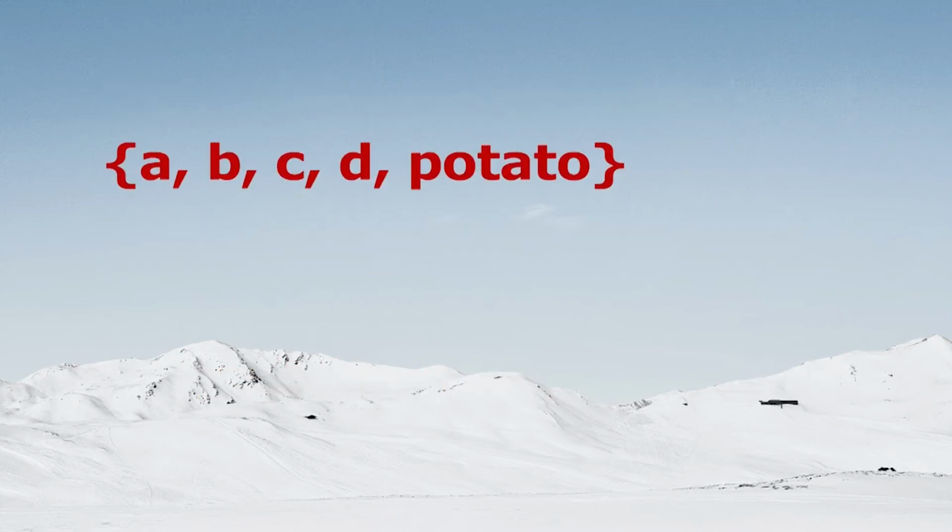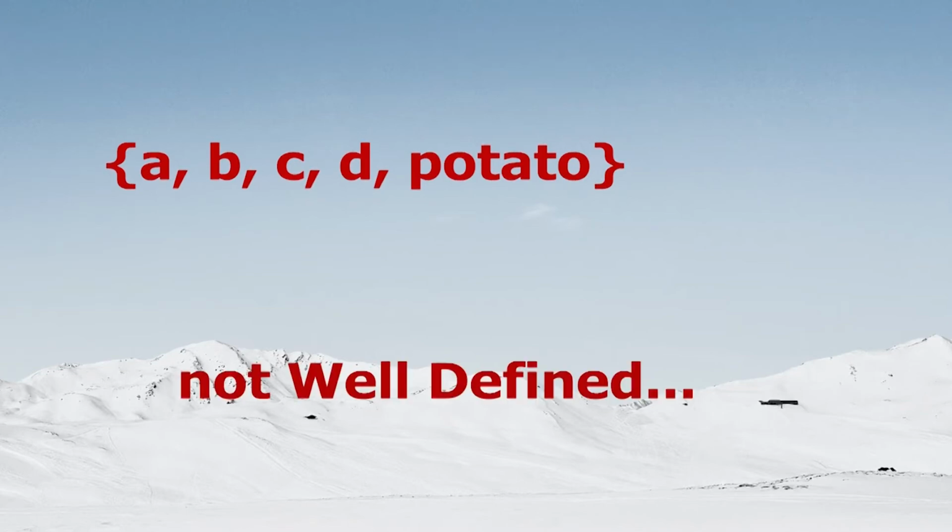But look at here the other set. There are the elements A, B, C, D and all of a sudden potato comes. What is potato? That's quite different from A, B, C, D. We cannot define this collectively. That's why this is not well defined and this cannot be described as set.